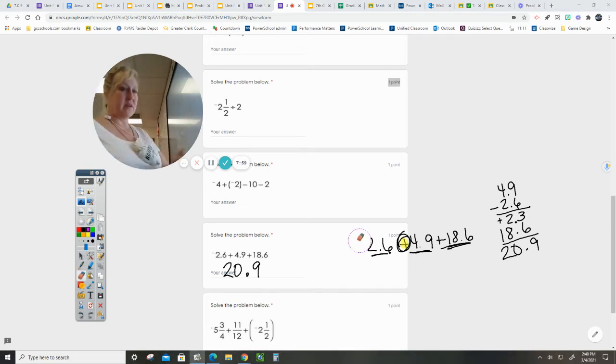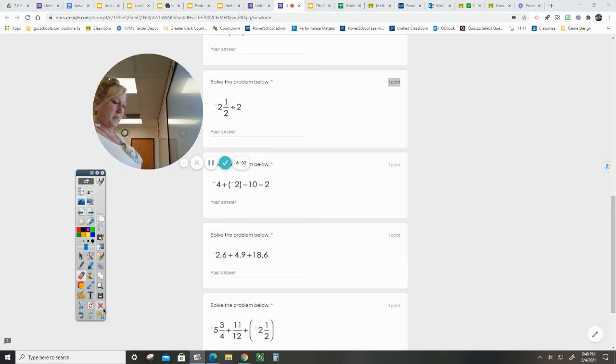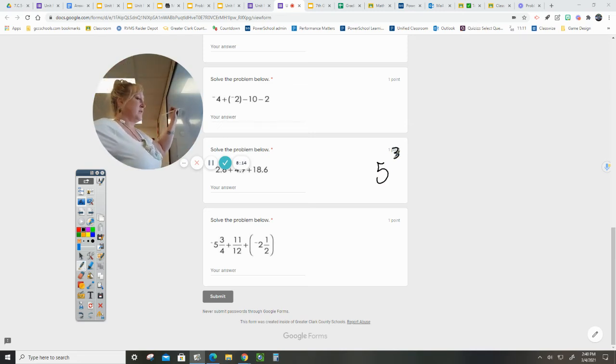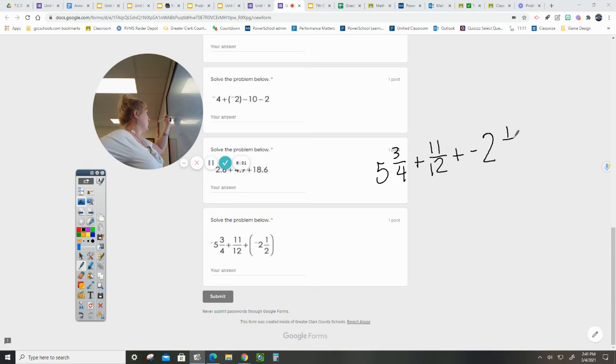We are going to erase, and I believe this is our last problem down at the bottom. But seeing that I see fractions, I'm going to bet that I need a little bit of space. So let's pull this up as far as it can go. And let's see. 5 3/4 plus 11 over 12 plus -2 1/2. Yuck. Okay. I cannot add or subtract fractions without a common denominator.